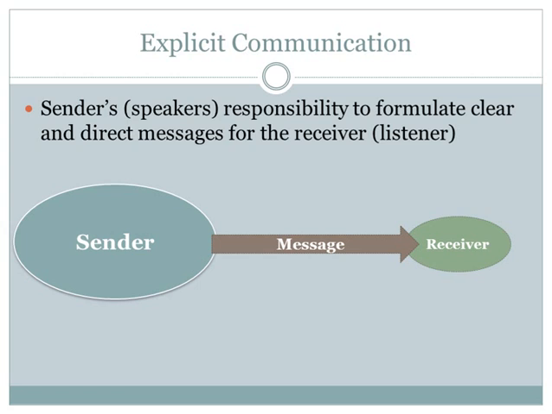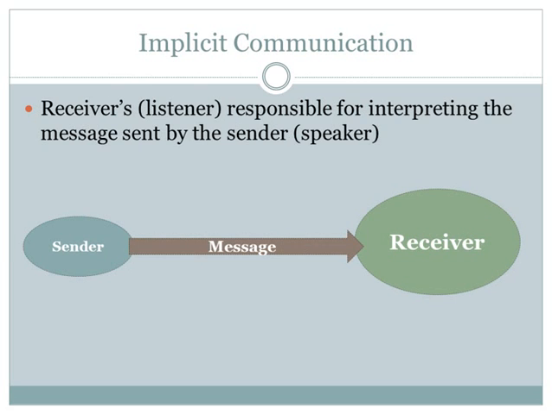In highly explicit communicating societies like the United States, it is the sender's responsibility, the speaker, to formulate clear and direct messages for the receiver, the listener. In simpler terms, explicit communicators send clear messages to the receivers. You might be asking yourself, well, yeah, of course, this is how everybody communicates, right? Well, no. Take a look at implicit communicating societies such as the Chinese.